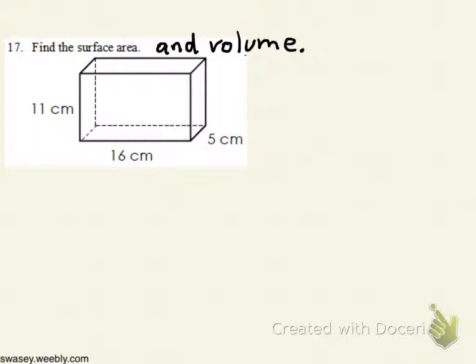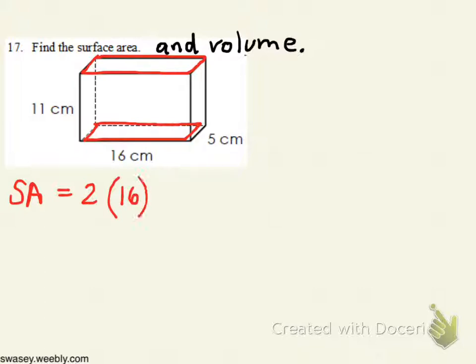To find the surface area of a three-dimensional figure, you're going to add up all the areas of each surface. So we've got the top and the bottom that are these rectangles, and they're congruent. They're the same type of rectangle. 16 by 5 rectangle. So we can say 16 times 5 times 2 because there's 2 of them.